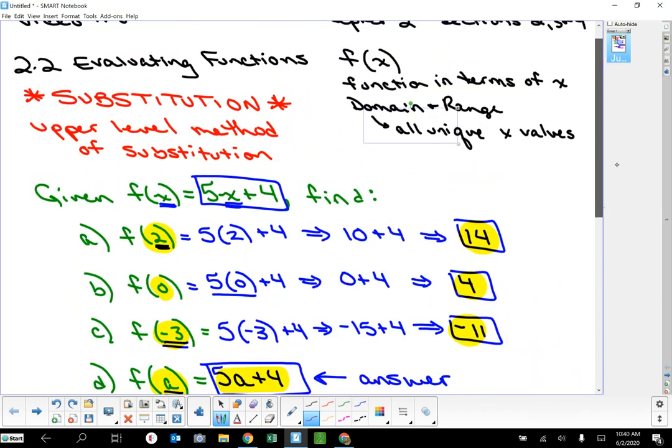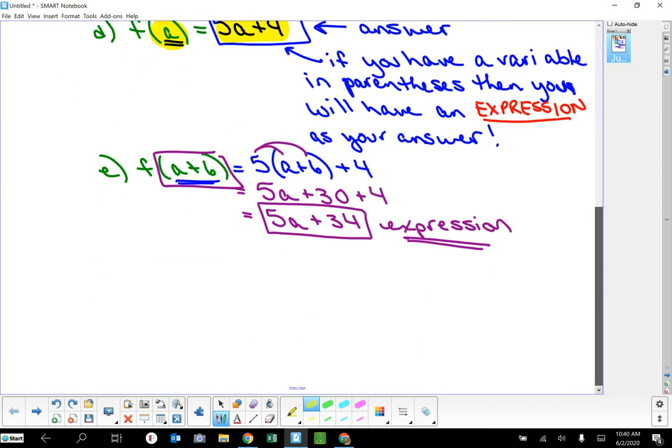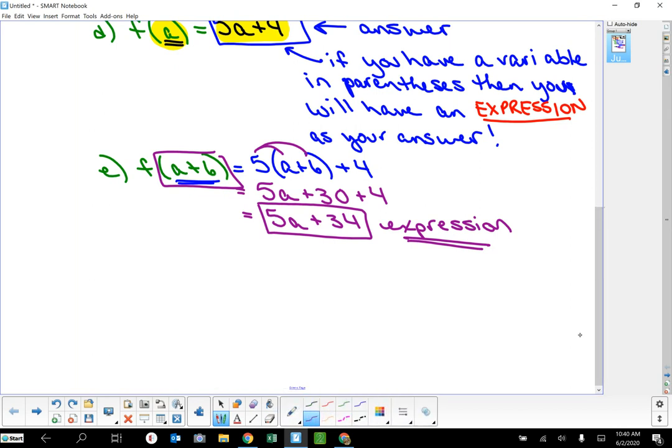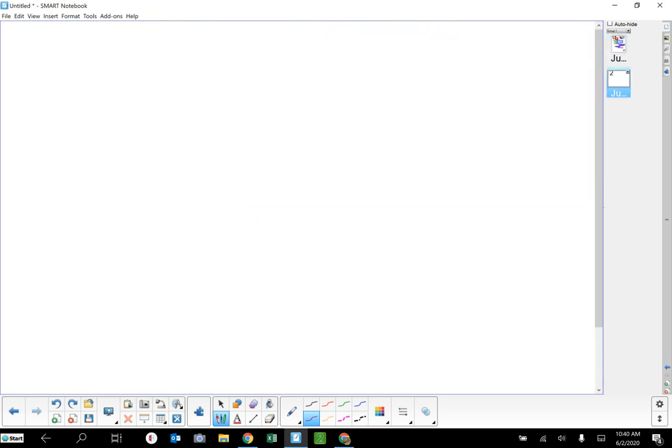Remember, again, I can't emphasize enough that all you're doing when you're evaluating functions is substitution. That's it. And then simplifying. Okay? So at the bottom of your page, I don't know if you're on the left or right hand side of your page, I'm going to go to another page, and this is still 2.2. All right? So this is 2.2 continued.